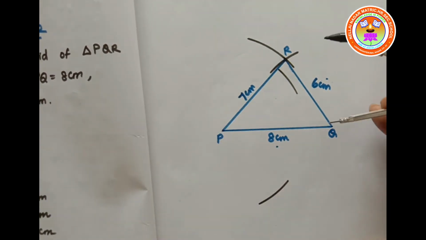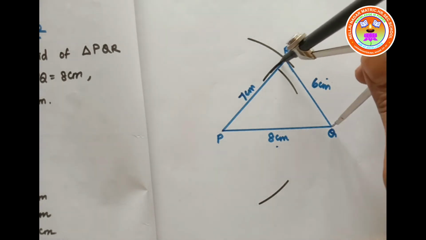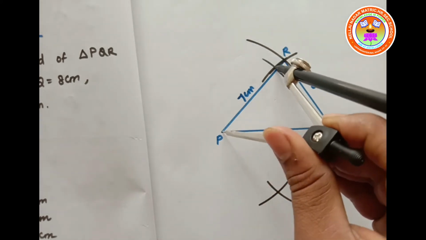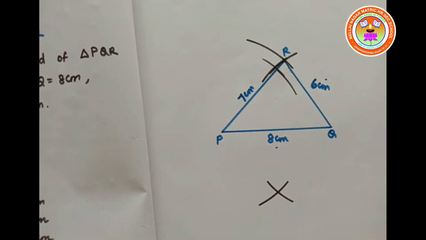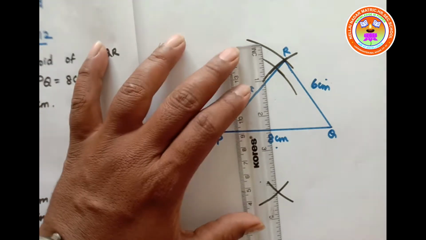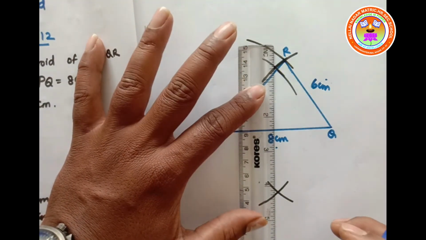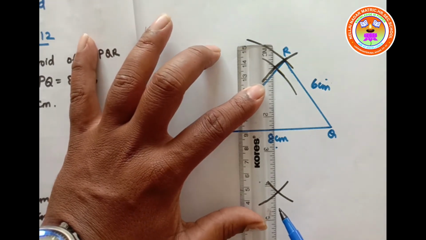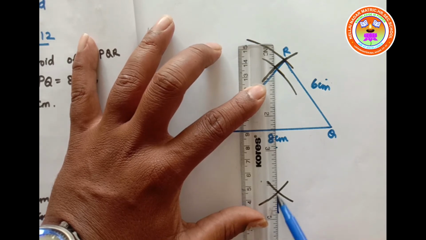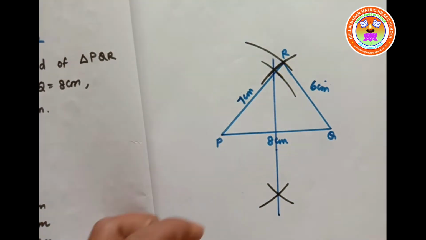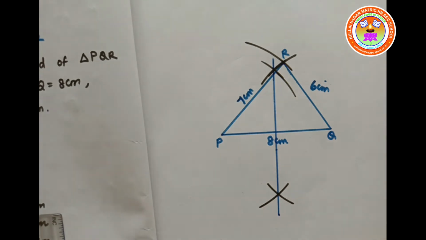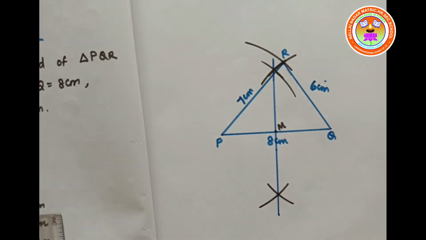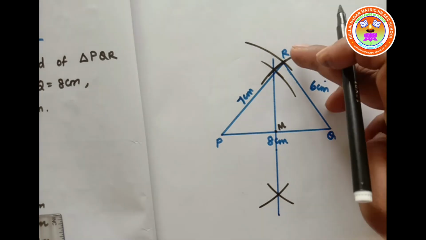Again from Q. It's clear, children. Now extend the line. That is the perpendicular bisector of PQ. This point is M. It's clear, children.